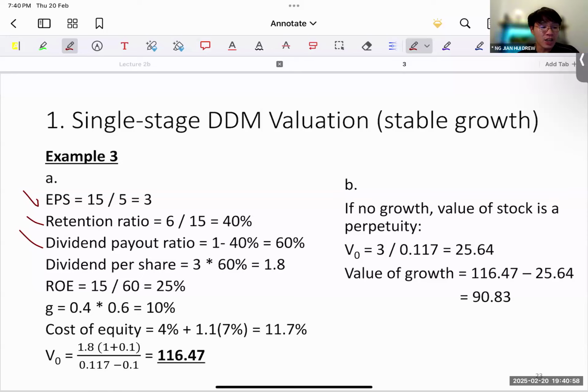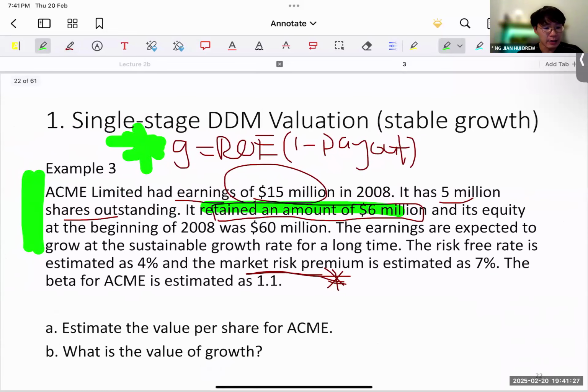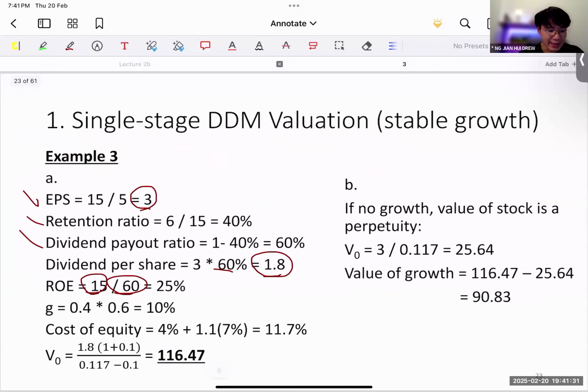Means that on a per share basis, if you have 3 earnings per share times 60% gives you 1.8. So $1.8 will be paid out as dividends for each share. And then we know that ROE, return on equity, is how much do you return, which is 15 divided by total amount of equity, which is given in the question. I'm just going to flip over, which is here, 60 million of equity. So return on equity is 25%.